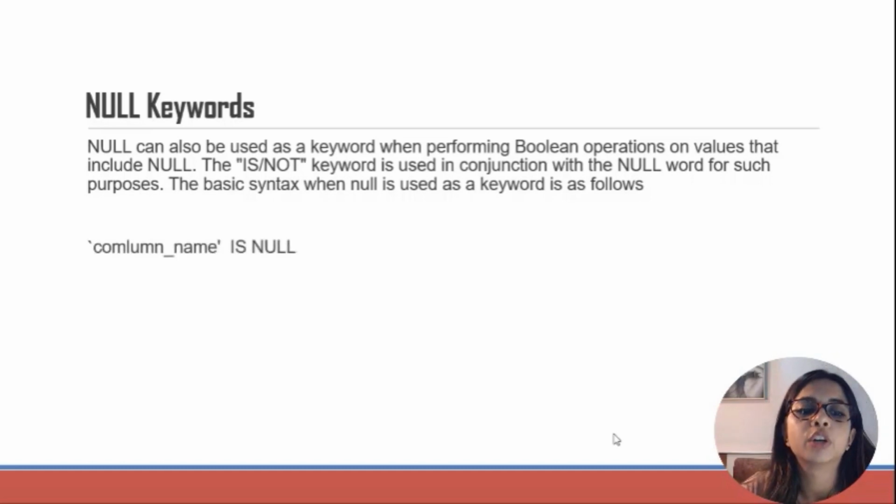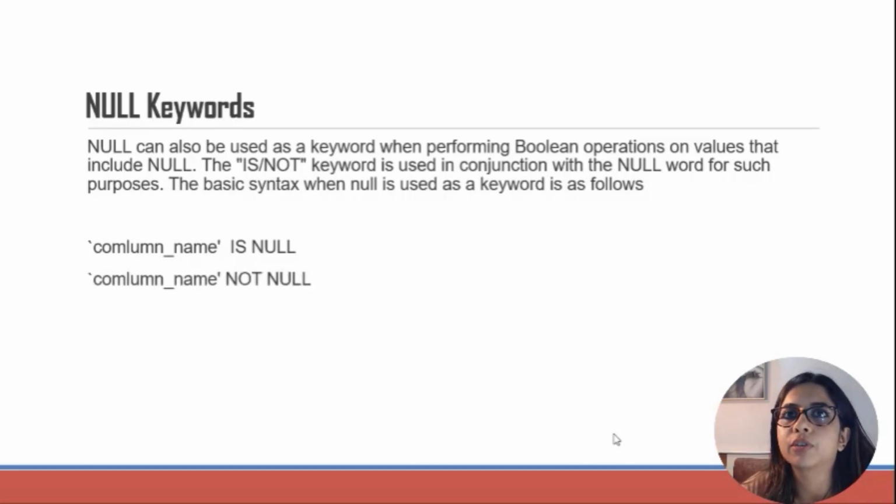Okay, so for example, you want to find out where the column name is null. Let's say you want to find all the entries where the salary is null, as in somebody's salary is not updated, so where the salary is null. Or maybe you want to find all the rows in which the phone number is available, so phone number is not null. So column name, any column name of your choice, is null or is not null. That's how null can be used as a keyword also, not just as a value. So both as a value and as a keyword, null should be working fine.